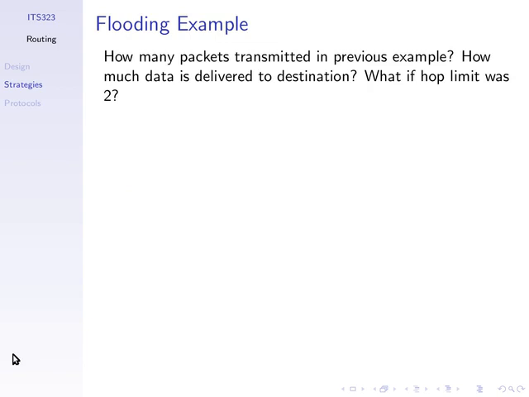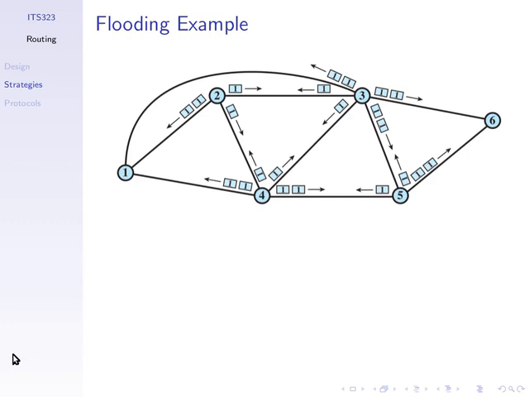How many packets transmitted in the previous example, what we calculated 30-something, 32 or 34. You can add up those boxes and you'll get them. How much data was delivered to the destination? Well, just one. The intention was to get one copy of the packet to the destination. So just one packet delivered, but 30 packets transmitted. That's the inefficiency. Now let's introduce some new concepts to make it a little bit better.